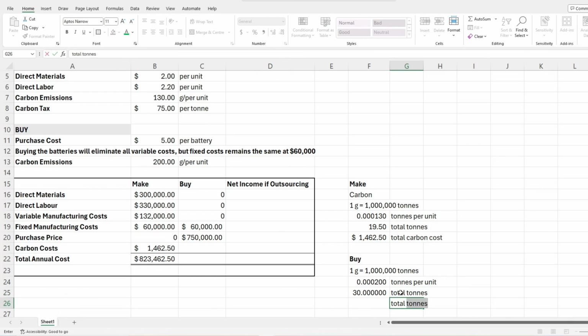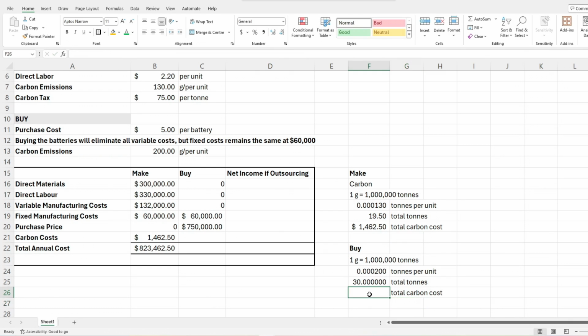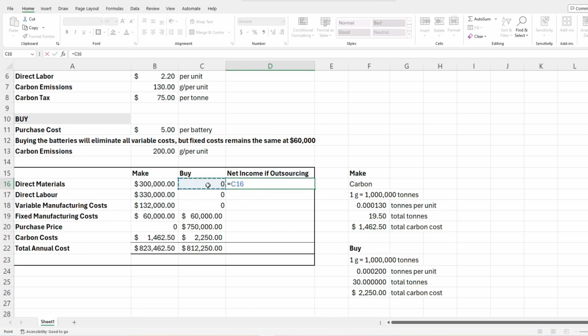And if we want to find our total carbon cost, all you have to do is take your total tons, so 30, times $75. That gives us 2,250. And I'll do the sum here. I'll take everything, and that gives us $812,250. And so net income if outsourcing, so I'll click the first 0 minus 300.